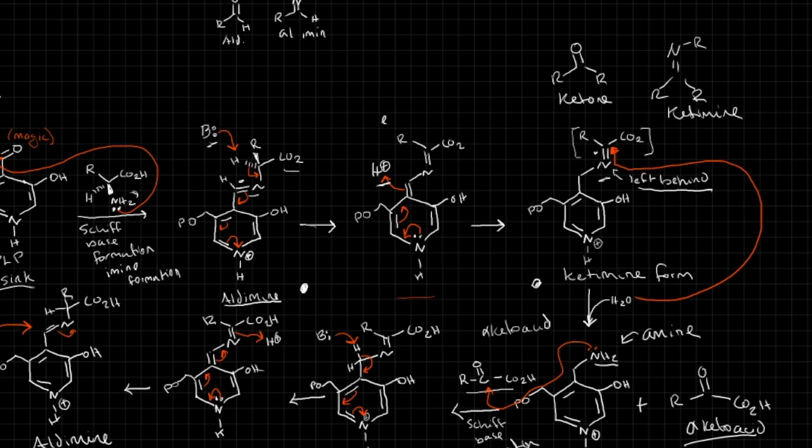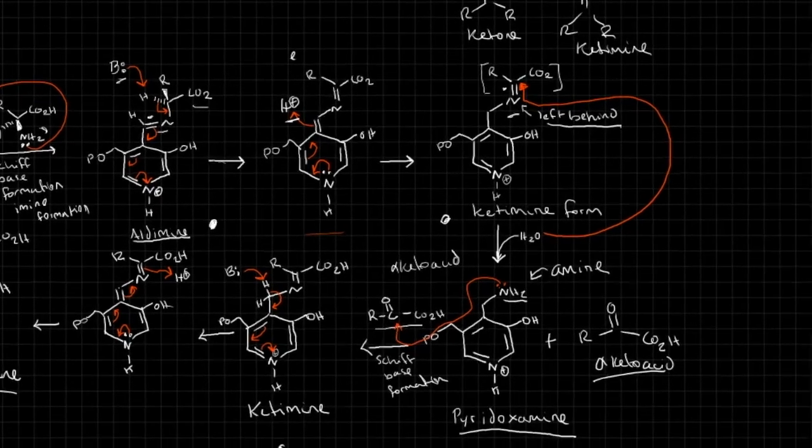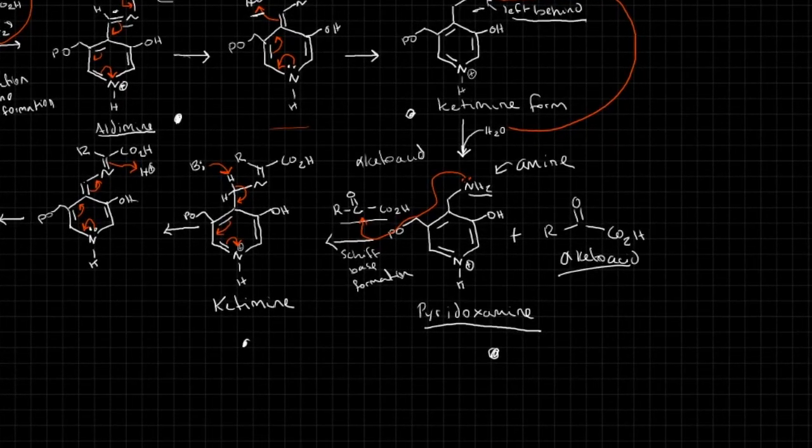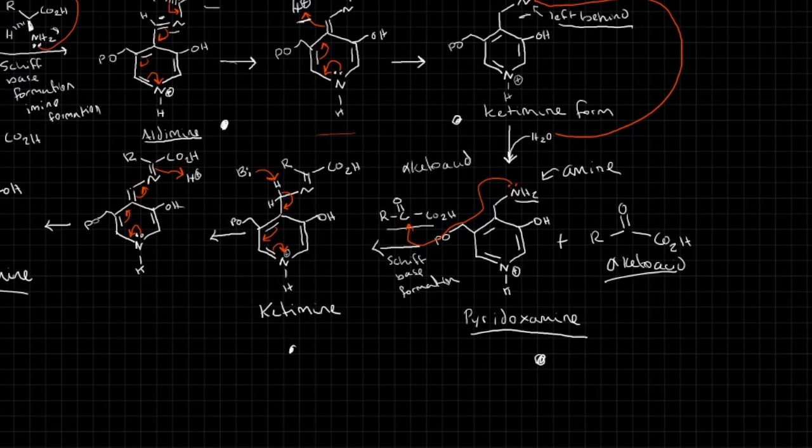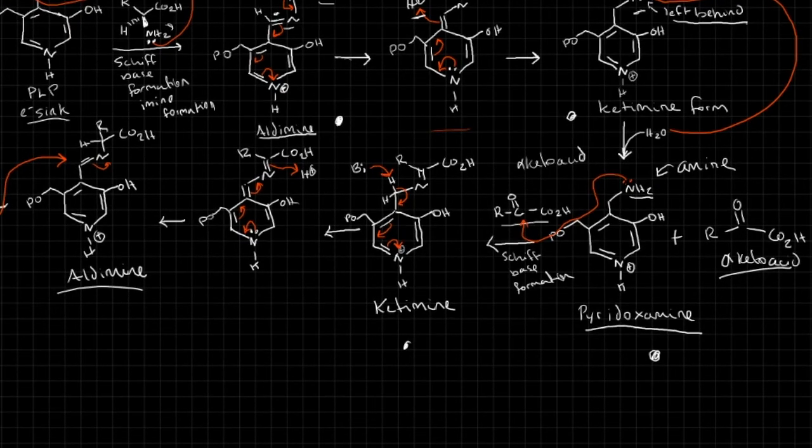and then you'll form pyridoxamine, which is the intermediate that holds the amine group, and this allows the next substrate to come in and be the acceptor for this amine. So in this case, I just have an alpha keto acid coming in, and it's going to reform a Schiff base, and in this form is once again going to be a ketimine. So we're going back from where we came.